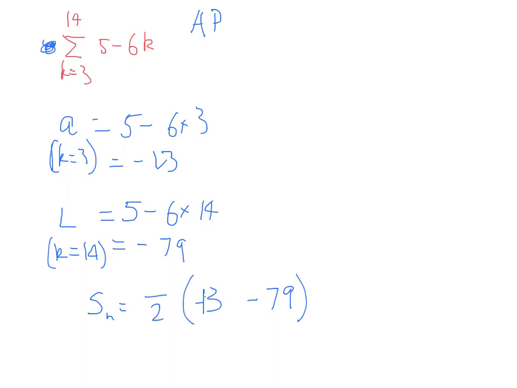Now, how many terms are there here? Remember, the trick last week was if you just go 14 minus 3 is 11, you're actually missing a term. Count them up. 3, 4, 5, 6, 7, 8, 9, 10, 11, 12, 13, 14. Well, there's 12 of them.